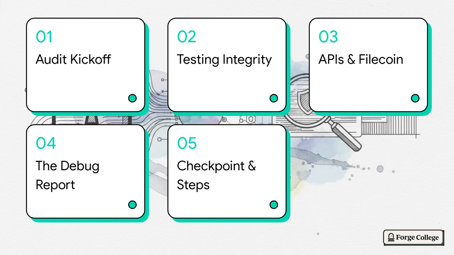Here is our engineering blueprint for today. 1. The security audit kickoff. 2. Testing integrity and pointers. 3. APIs and Filecoin deals. 4. Building the debug report. And 5. Checkpoint and next steps.